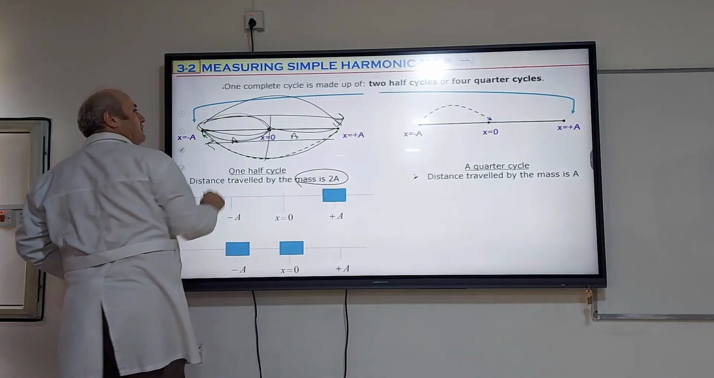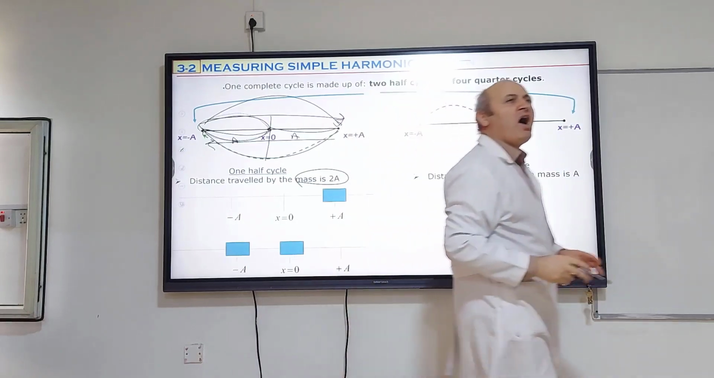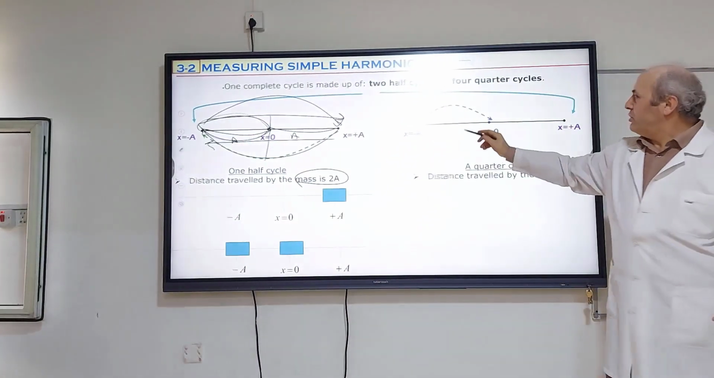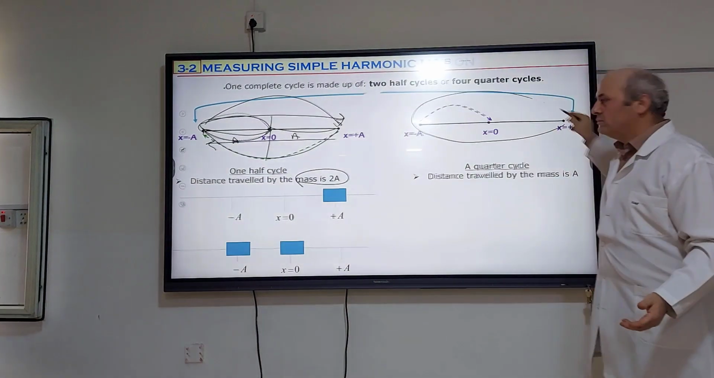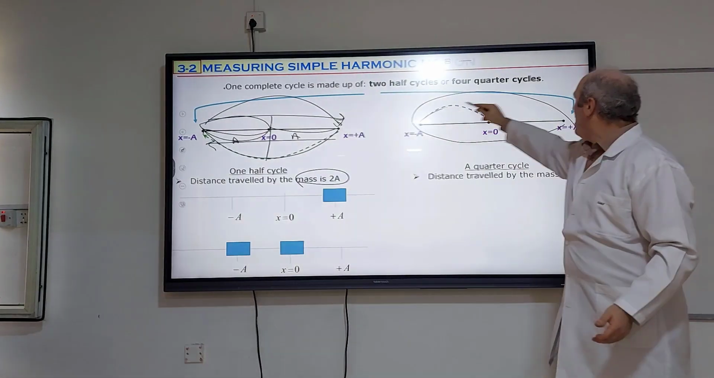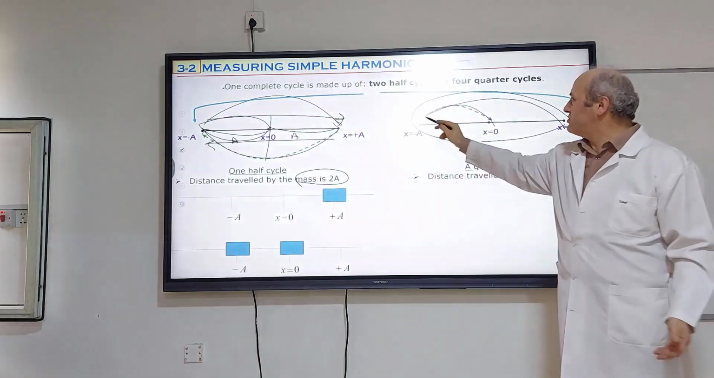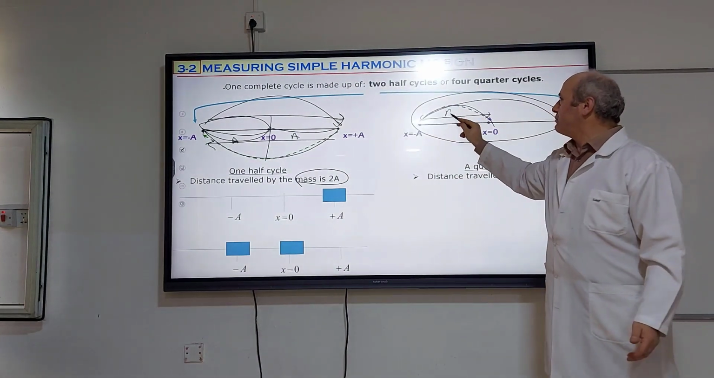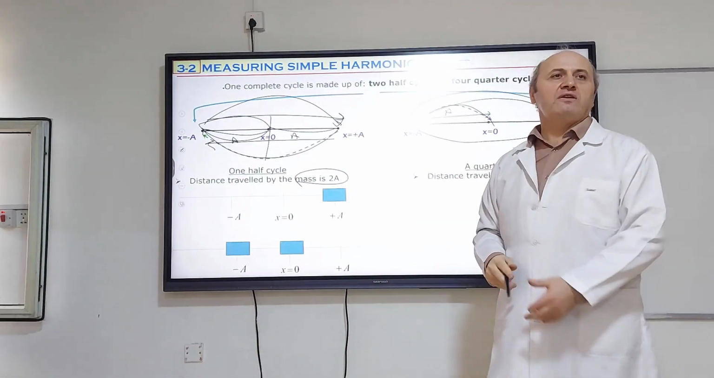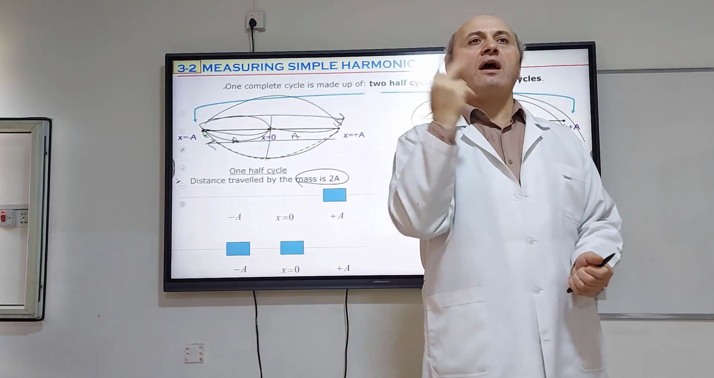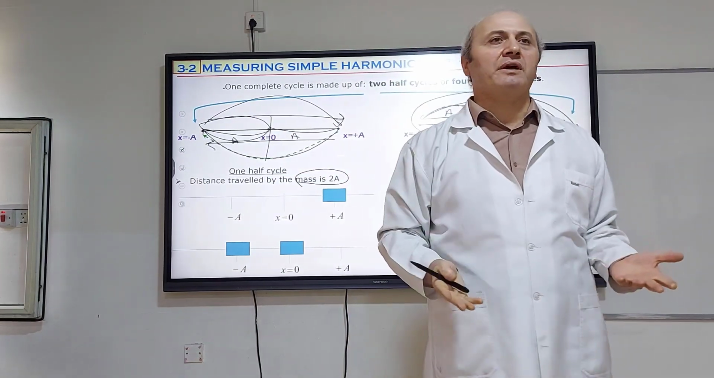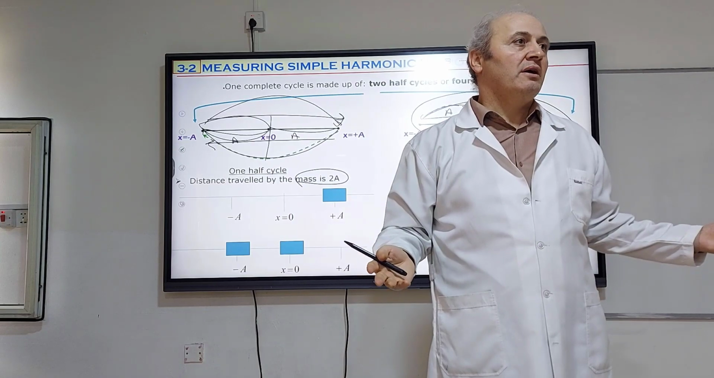Quarter cycle. What is a quarter cycle? Half of half. So this is one cycle. This is half cycle. Half of half is quarter cycle. What is the distance traveled? One amplitude. Or think oppositely: if an object travels a distance which is one amplitude, how many cycles does it complete? A quarter cycle. What about displacement?